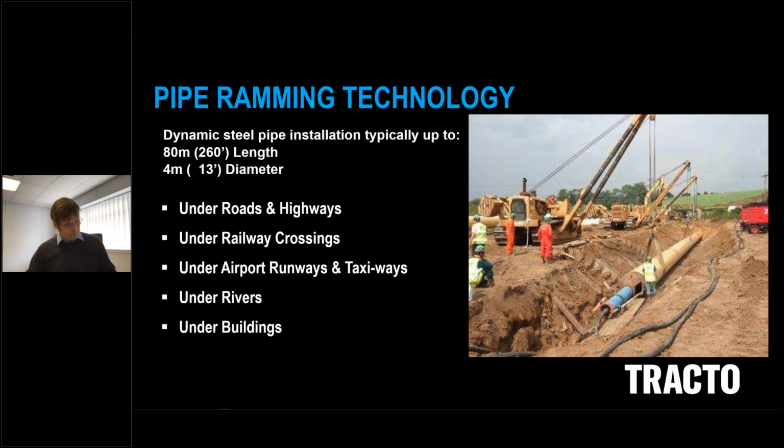So, pipe ramming technology is often applied where it's essential to avoid any subsidence, and also where it is essential that we don't have extensive vibration in the surrounding area. So we can ram pipes, for example, under existing railway lines, under roads, but also under buildings.